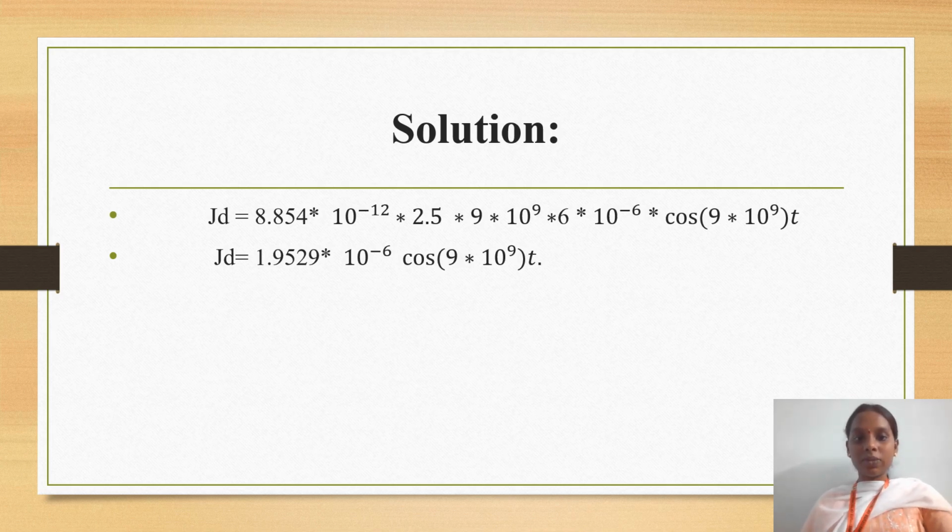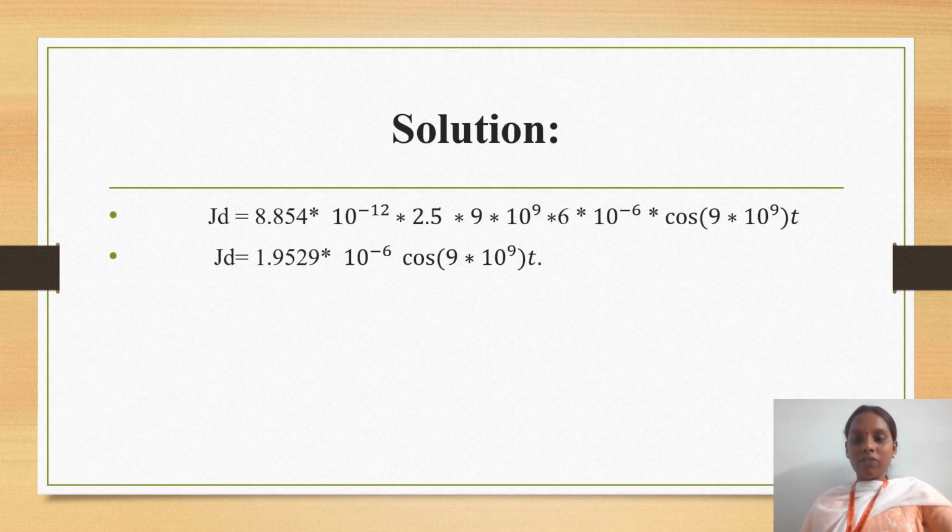JD is equal to, we know epsilon naught is 8.854 × 10 to the power of minus 12, into epsilon R, which is given as 2.5, into the derivative. Using the formula, the derivative of sin omega t is omega into cos omega t. Omega is 9 × 10 to the power of 9. The constant value given is put in front, next cos 9 × 10 to the power of 9 t. Multiplying all these, we get the answer 1.9529 × 10 to the power of minus 6 cos 9 × 10 to the power of 9 t.